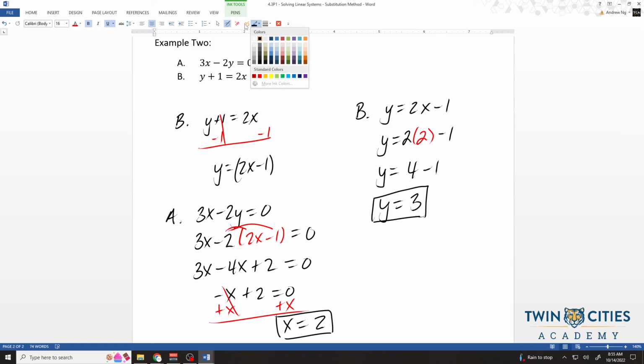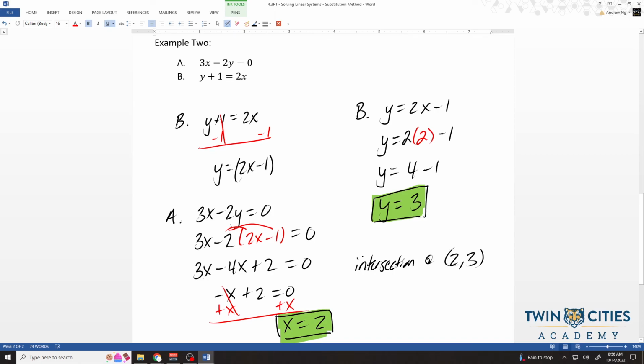So this is your solution. X equals 2, and y equals 3, which really means on my graph, if I were to put these on the same graph, there would be an intersection at the point 2, 3. Now let's take a look at that to confirm.